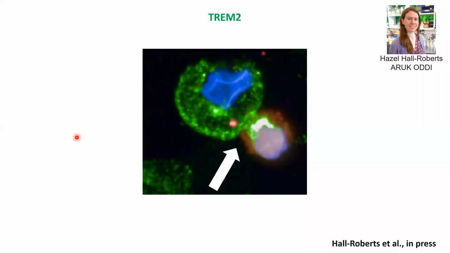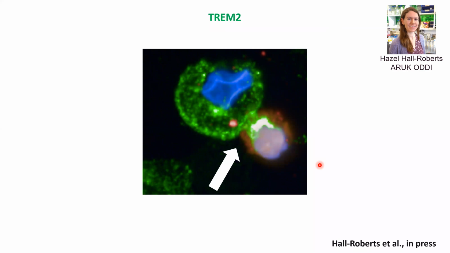Having introduced you to their fantastic phagocytic capacity, let me move on to talking about TREM2, which is a phagocytic receptor. Here it is accumulating around the phagocytic cup of a macrophage that is engulfing a dead neuron. All of this work has been done by Hazel Hall Roberts in our lab, who is a postdoc between our lab and the Alzheimer's Research UK Oxford Drug Discovery Institute.